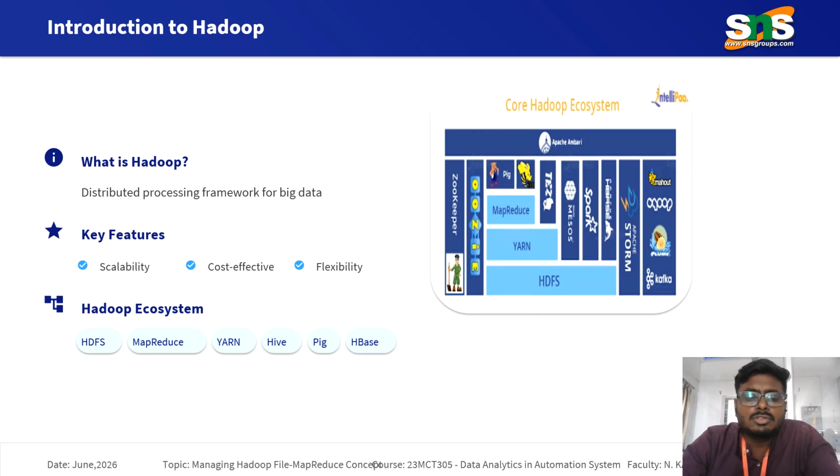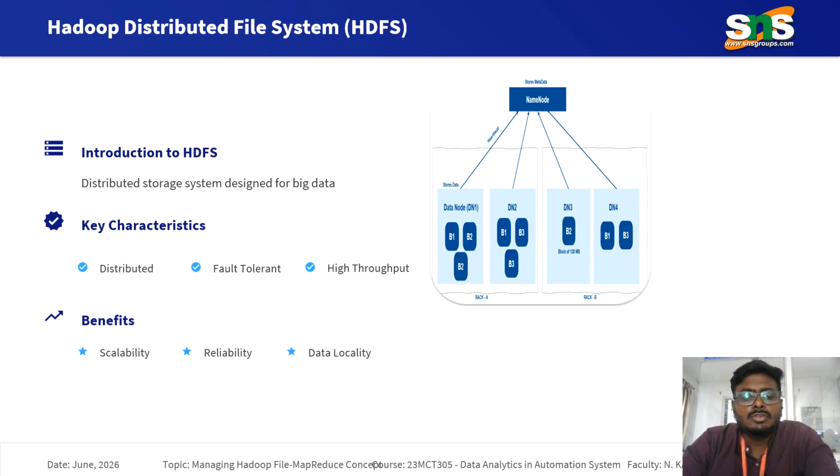The Hadoop ecosystem includes tools like HDFS for storage, MapReduce for processing, YARN for resource management, and higher level tools like Hive, Pig, and HBase. Think of these as layers working together. Before processing the data, we need to store it. That's where HDFS comes in. The Hadoop Distributed File System is specifically designed for storing very large files across clusters of machines.